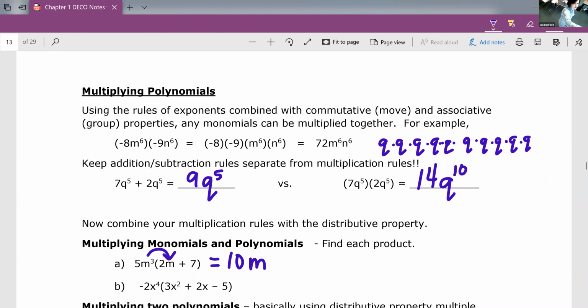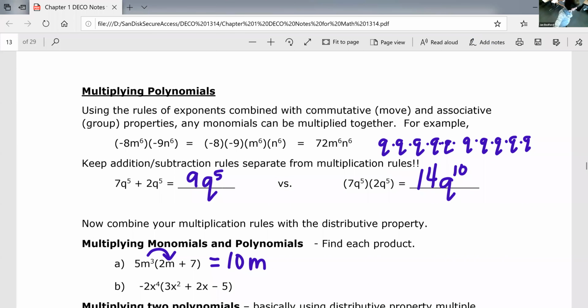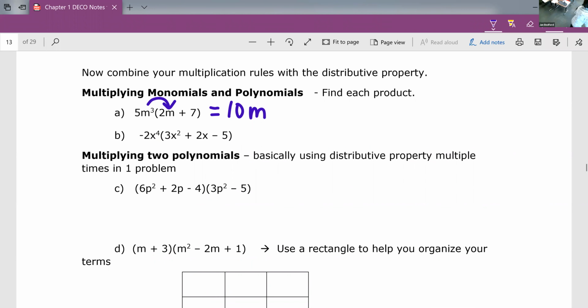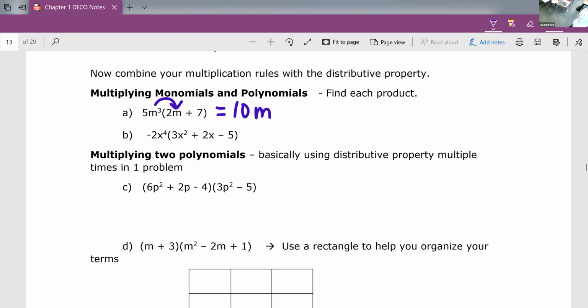Let me pull this up a little bit so you can see it better. Okay, he says 4th power. Do y'all agree? Because I have 3 of these m's here and 1 more here. That's 4 in all getting multiplied together.